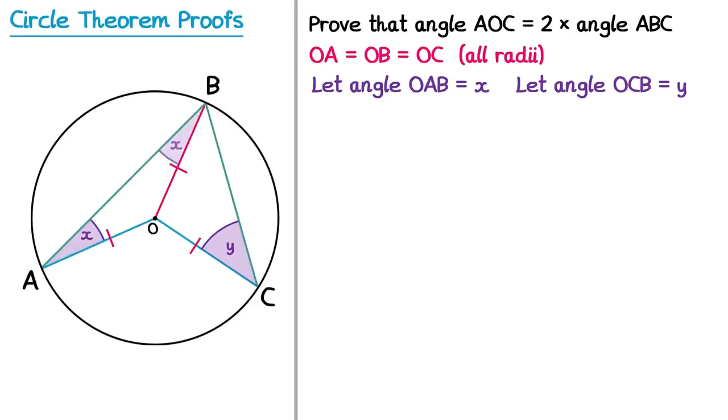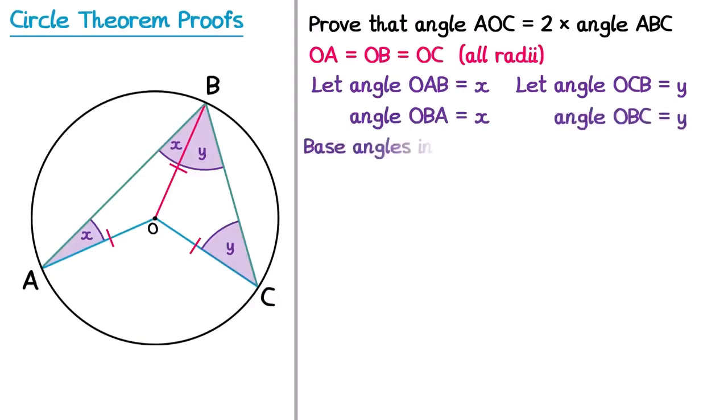So firstly, this angle up here is also X because it's inside an isosceles triangle again. And in a similar way, this angle is also Y. So let's write those down but give a reason. So angle OBA must be equal to X and angle OBC must be equal to Y. And the reason is the base angles in an isosceles triangle are equal.